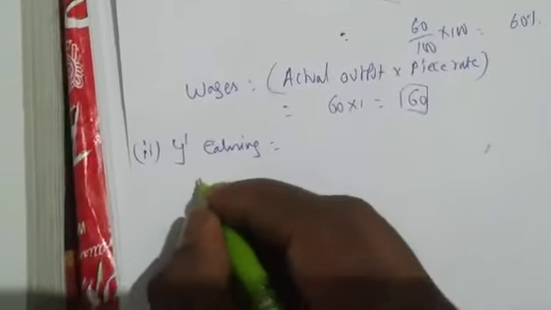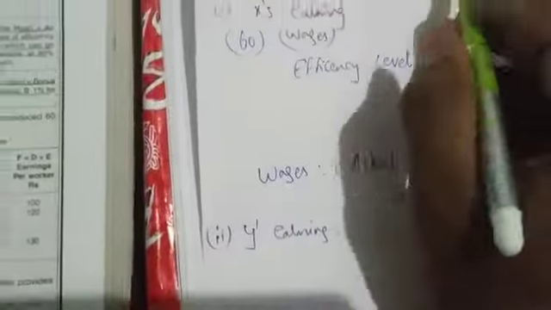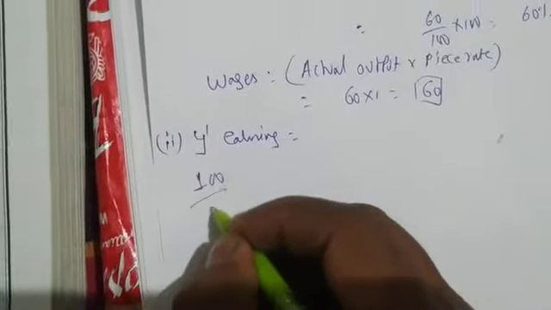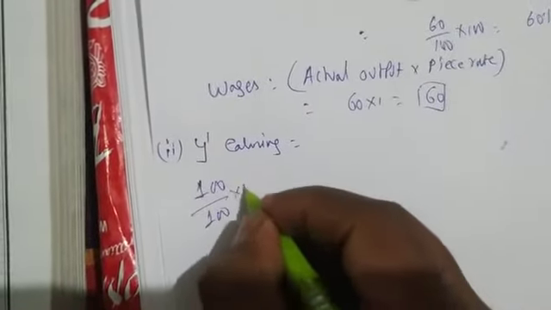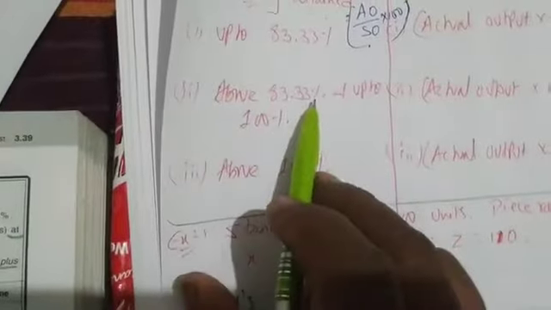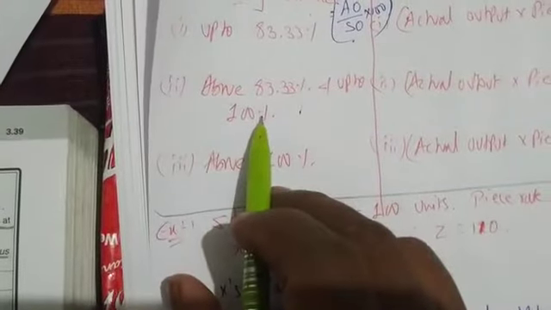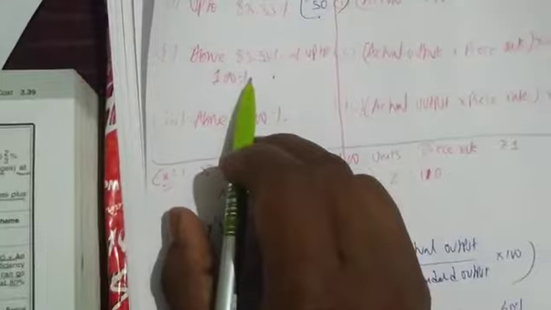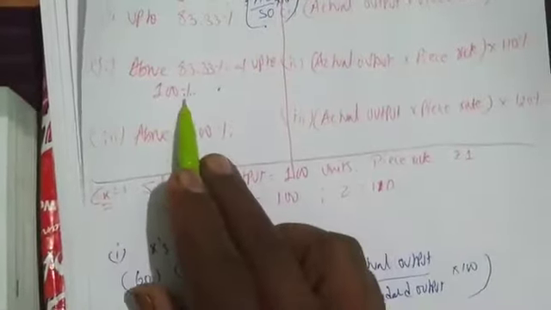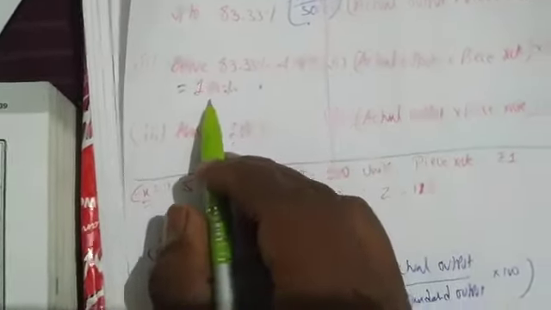Equal to, check his efficiency level. I am checking here. How much he produced? X produced 100. So 100 by 100 into 100. How much percent you will get? 100%. What he says? Up above 83.33 and up to 100%. Up to means equal to 100%. What we have to give? Actual output into piece rate. Do not get confused. Up to 100 means equal to 100. What we have to give? Actual output into piece rate into 110%.